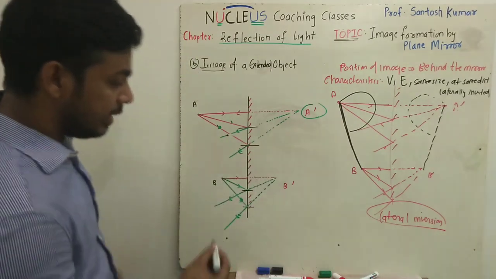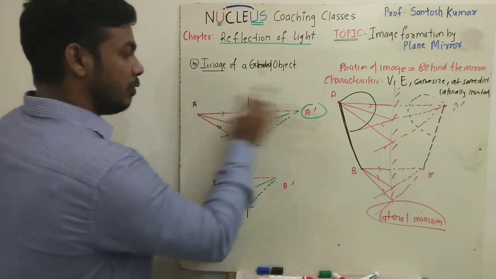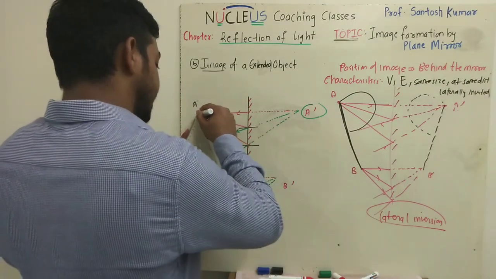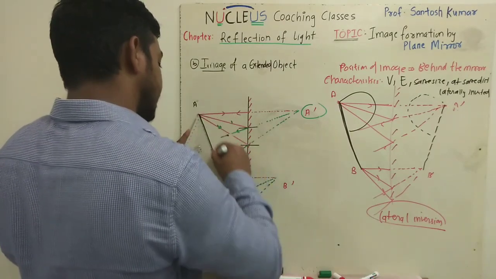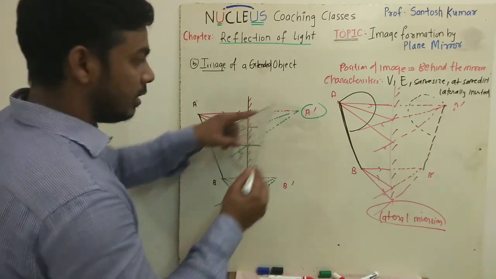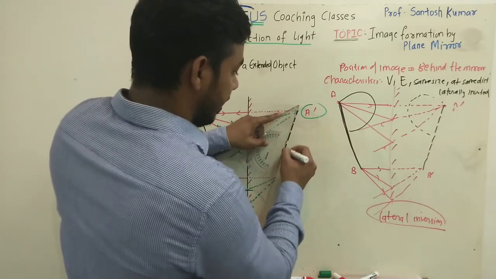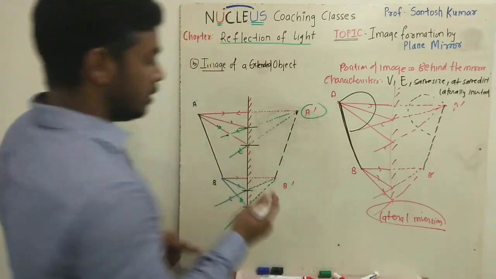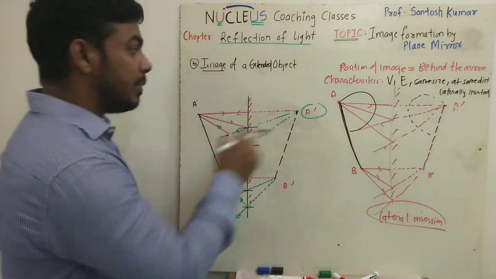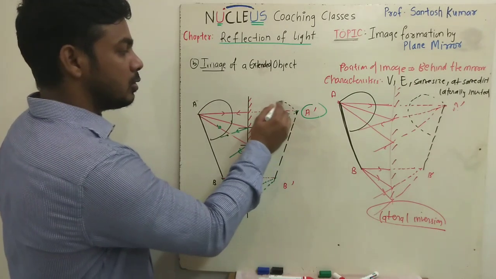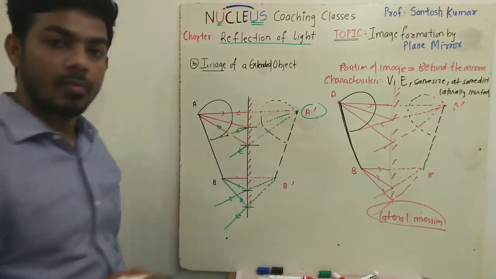What we can see is that you have located the image of A as A dash, image of B as B dash. So if this is the object AB, we can see that this is the extended object, right? So this will be the extended image A dash B dash. So in this way you have formed the image of an extended object, and if it denotes the letter P, you can show it like this. Thank you.